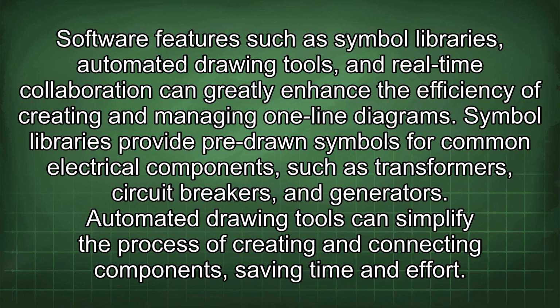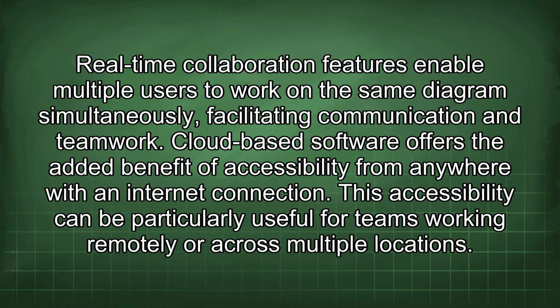Software features such as symbol libraries, automated drawing tools, and real-time collaboration can greatly enhance the efficiency of creating and managing one-line diagrams. Symbol libraries provide pre-drawn symbols for common electrical components such as transformers, circuit breakers, and generators. Automated drawing tools can simplify the process of creating and connecting components, saving time and effort. Real-time collaboration features enable multiple users to work on the same diagram simultaneously, facilitating communication and teamwork.